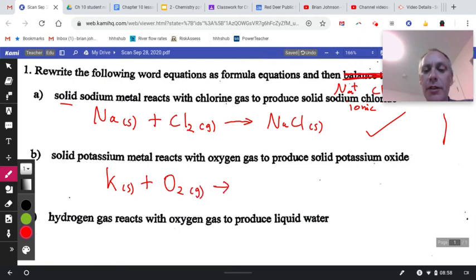And again, similar to the top one, this is an ionic compound made up of K plus for potassium, and oxide is O2 minus. The crossover method gives us K2O solid.